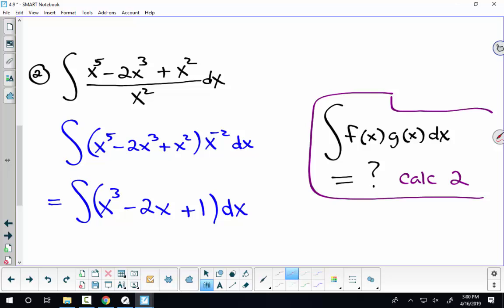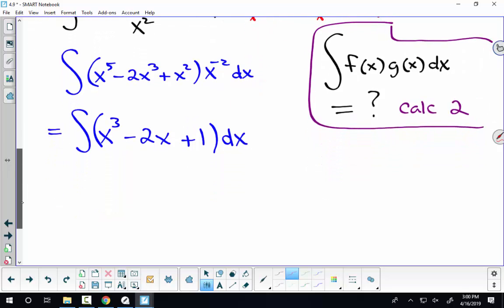Notice we could have just simplified this from the beginning because this over x squared is really all three of these over x squared. So, I mean, you're really doing the same thing. Minus 2x cubed over x squared plus x squared over x squared. So however you want to approach that, but you do have to simplify before you find the antiderivative.